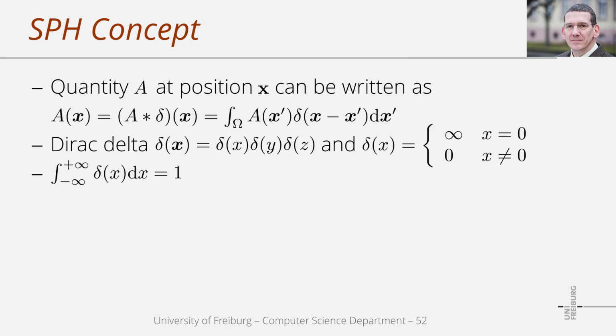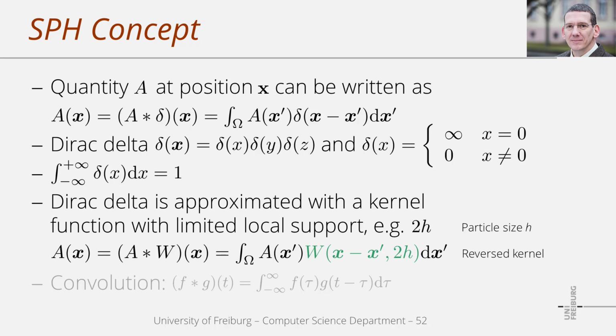Another intuition for SPH is shown here, where we start with the fact that a function value a at a position x can be written as a convolution of the function a with a delta function. This follows from the fact that the delta function is 0 everywhere except at 0, and from the fact that the integral of the delta function over the entire domain is 1. Now we approximate the delta function with a kernel function that has a finite support of 2 times h, where h is the average particle distance or particle size. The kernel function w should approximate the delta function, and in particular it should converge to the delta function if the kernel support approaches 0.